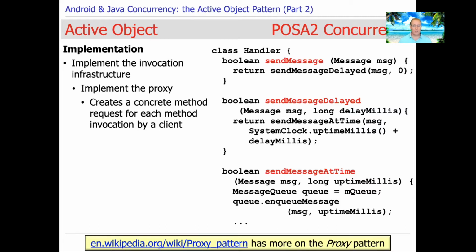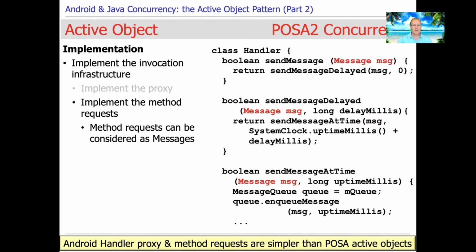If you want to learn more about what a proxy is, take a look at the link below, which describes the proxy pattern given in the Gang of Four book. There's also a proxy pattern description in the POSA 1 book as well. If you want to see the source code for this, it's all available in the Android Open Source Project, AOSP.